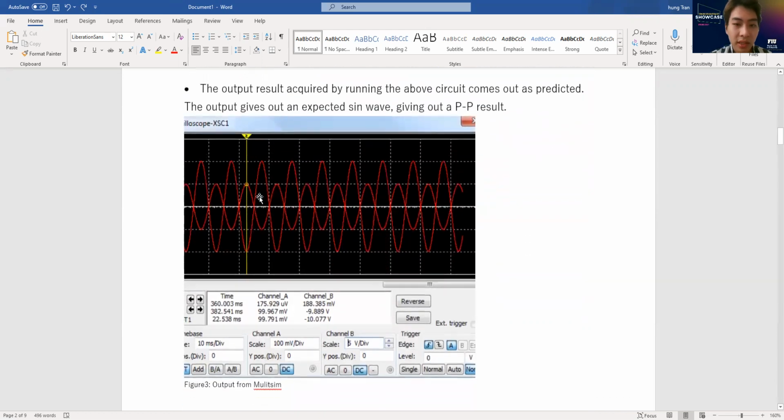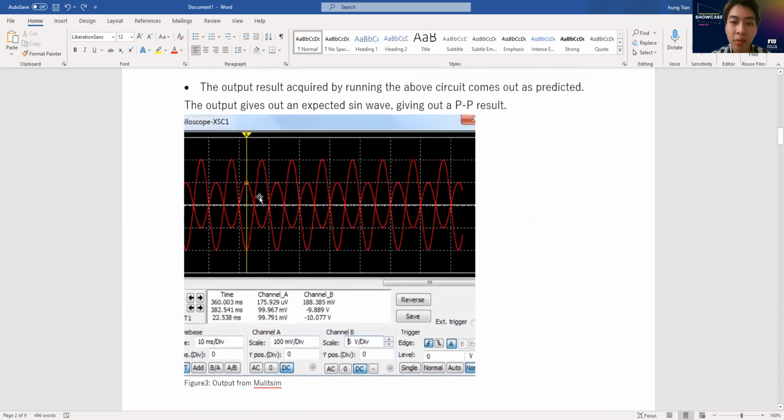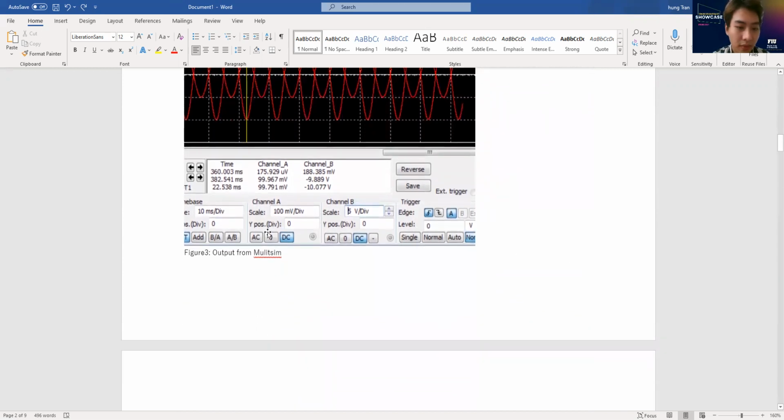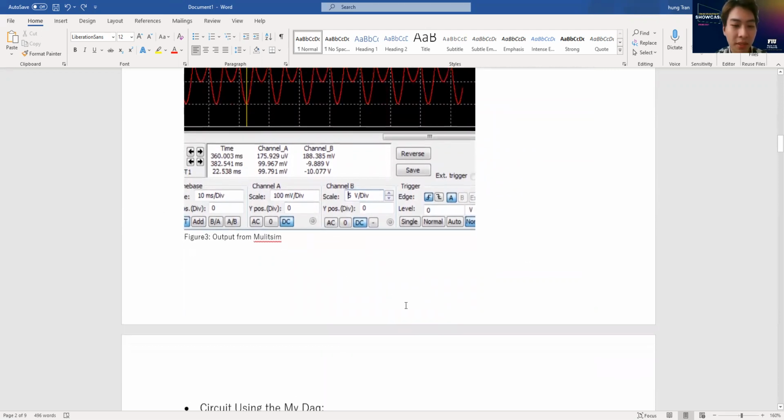The output results acquired by running the above circuit come as predicted. The output gives an expected sine wave, giving our peak-to-peak result. Here is the 10 millivolts per div.